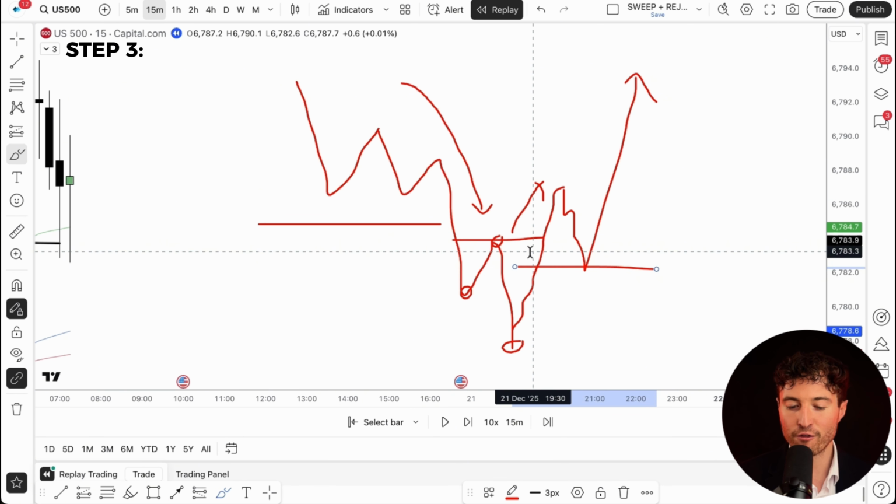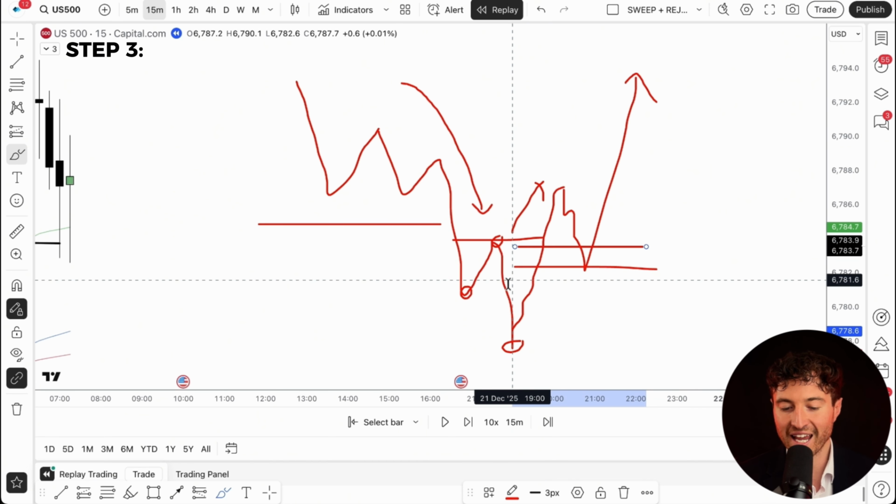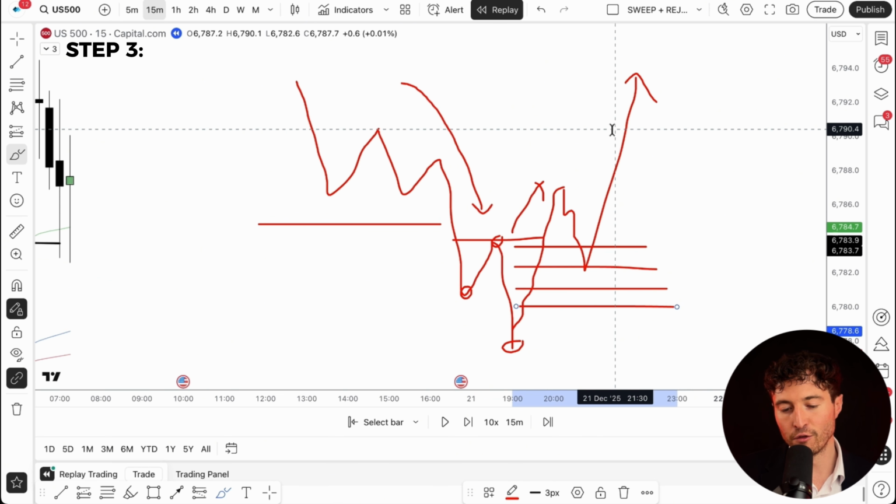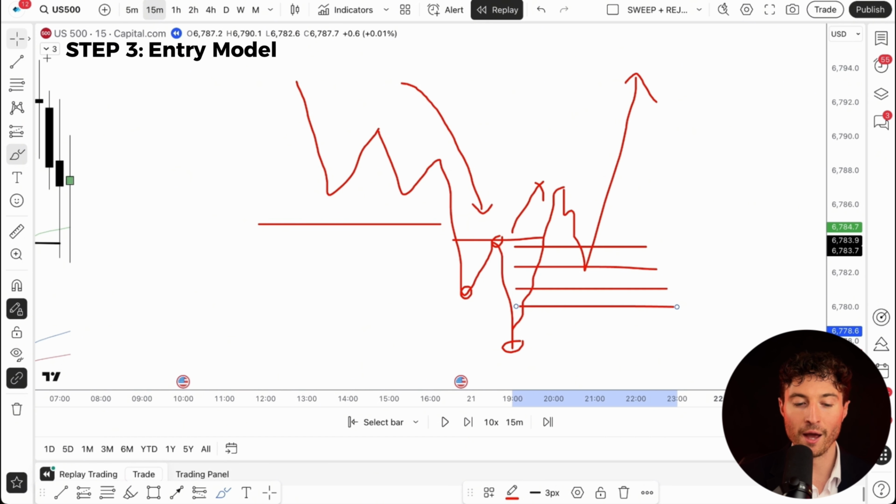Do you take a fair value gap right here? Do you take an inversion? Again, these are all very subjective things, which often leave you feeling confused, feeling overwhelmed. So what if I told you there was a very simple entry model that is repeatable, reliable, reduces your chart time, and is literally stupid simple? Let me break it down.